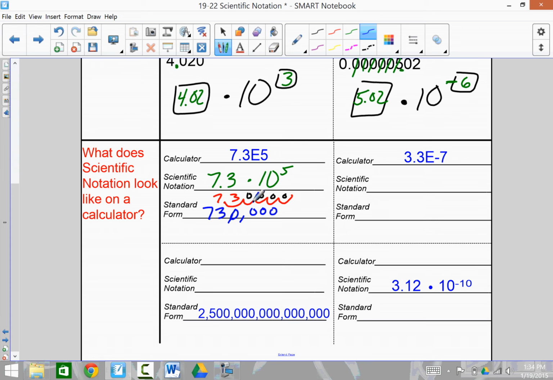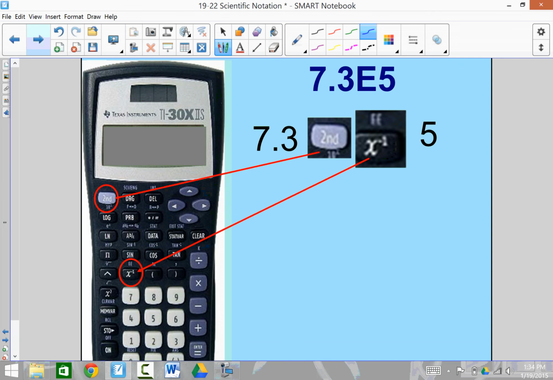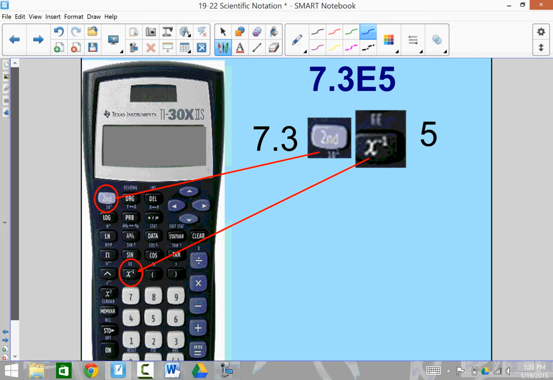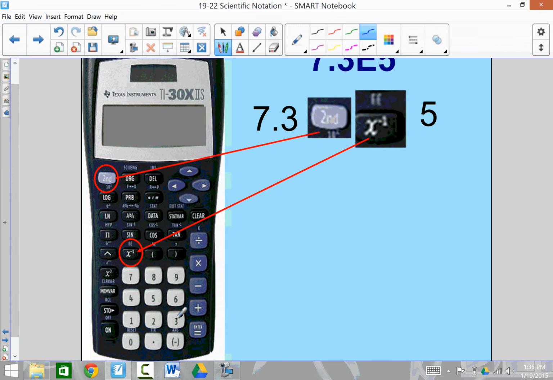So I wanted to show you how you punch this in a calculator. So let's take a look. You should have a calculator with you. Where is this E found on a calculator? Well, in order to punch in 7.3E5, you're going to use 7 and then decimal point 3.